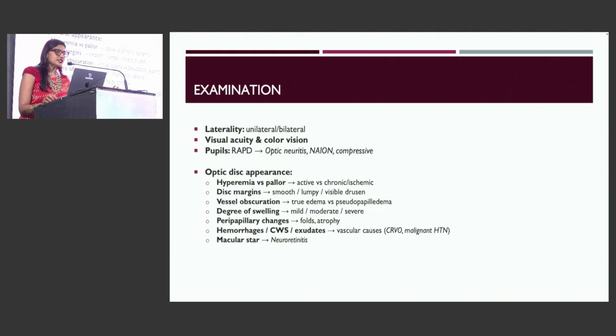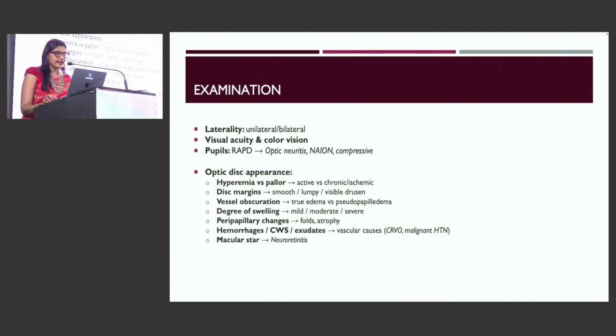Are the disc margins smooth or are they lumpy? And how much elevation is there? Vessel obscuration. Are the vessels on the disc clear or are the vessels on the disc completely obscured? The amount of swelling. You should always remember that except in early papilledemas, it is only papilledema that can produce a huge amount of optic nerve swelling. The early papilledemas and optic neuritis almost always cause only very little optic nerve swelling. Hyperemia will be more evident, but the actual swelling will not be much.